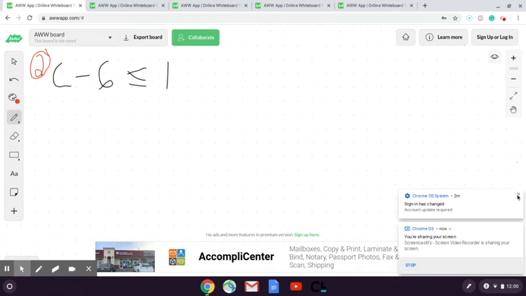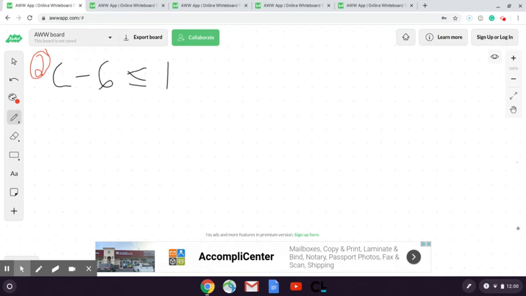Hey, this will show you how to solve inequalities by adding and subtracting. This is for worksheet 3-6. This first one here is c minus 6 is less than or equal to 1.